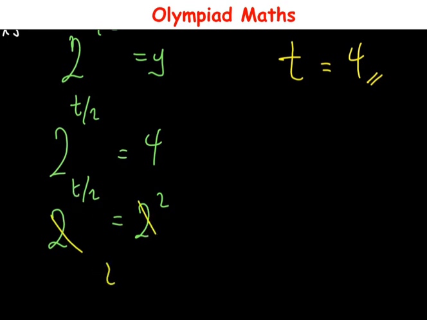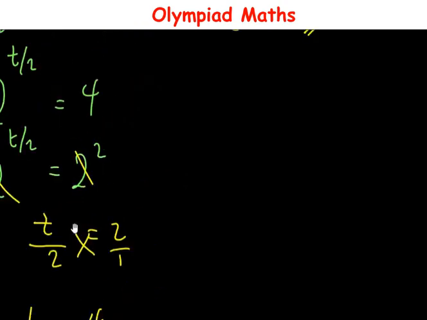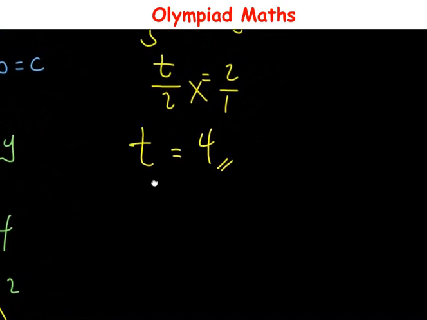So we have t over 2 is equal to 2. 2 can be written as 2 over 1. And with this, we can simply multiply. t times 1 is t is equal to 2 times 2 is equal to 4. So as you can see, we got the same value of t as 4. So therefore, the value of t that we got, t is equal to 4.